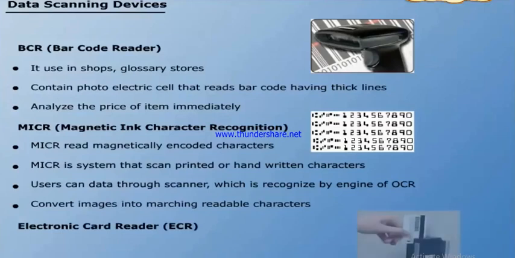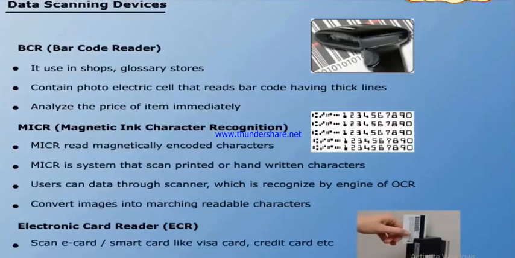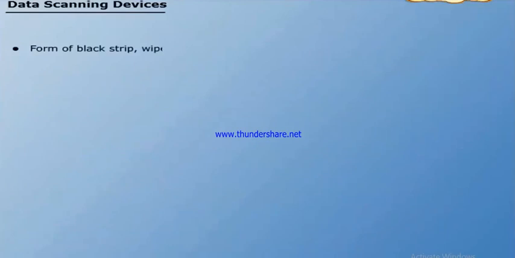Electronic card reader. ECR or electronic card reader is used to scan e-cards, smart cards like Visa card or bank debit card, etc. An ECR reads the memory card of an ATM or debit card or Visa card, etc. The memory card is in the form of a black strip which is used through an ECR machine.